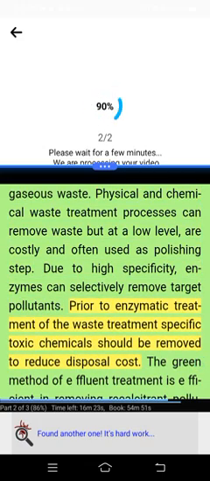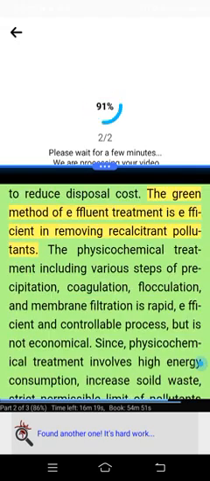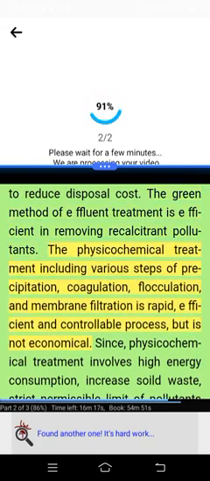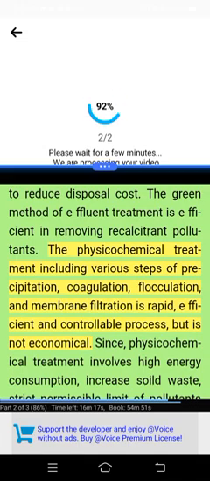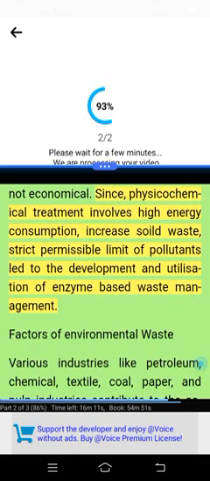Prior to enzymatic treatment of the waste, specific toxic chemicals should be removed to reduce disposal cost. The green method of effluent treatment is efficient in removing recalcitrant pollutants. The physiochemical treatment, including various steps of precipitation, coagulation, flocculation, and membrane filtration, is a rapid, efficient, and controllable process, but is not economical. Since physiochemical treatment involves high energy consumption, increased solid waste, and strict permissible limits of pollutants, this led to the development and utilization of enzyme-based waste management.